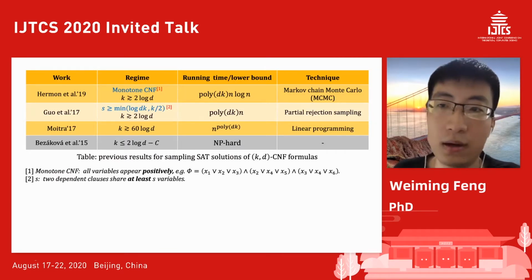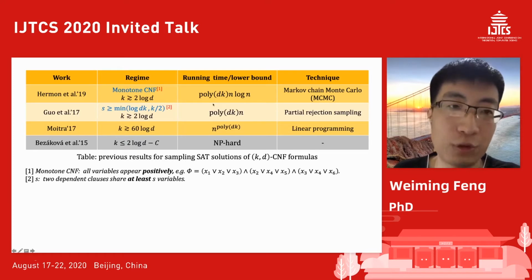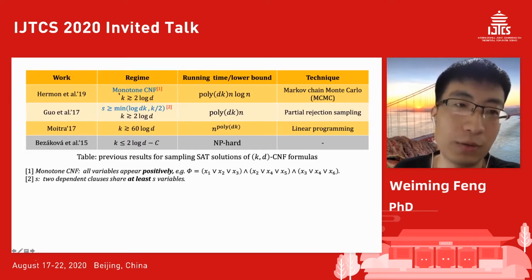Hermon et al. proved that if k is roughly greater than 2 log d, then the Markov chain Monte Carlo method draws approximate samples in poly(d,k) times O(n log n) time. But this algorithm only works for monotone CNF. Here, monotone CNF means each variable appears positively in every clause. The monotone CNF is also called the hypergraph independent set in other papers.